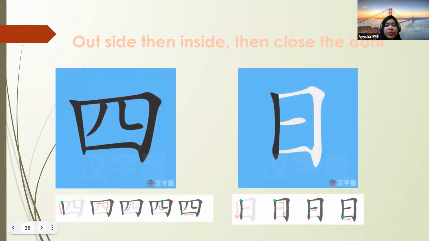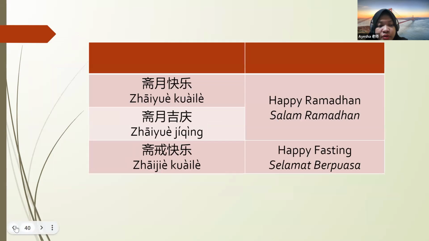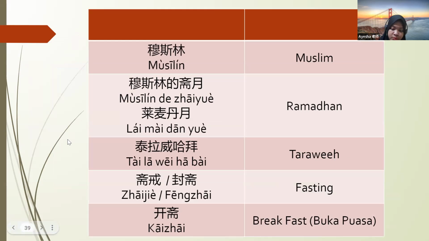Okay. I think we have pretty much covered our lesson. Here are some words that you might learn and use for the Ramadan month. The first one is Muslim. The word Muslim in Mandarin is 穆斯林. Then Ramadan. Ramadan is very long. You can just use 穆斯林的斋月. 斋月 is Ramadan. However, the word 斋月 is more common for Chinese Muslims. In Malaysia, we would normally say 来卖单月.